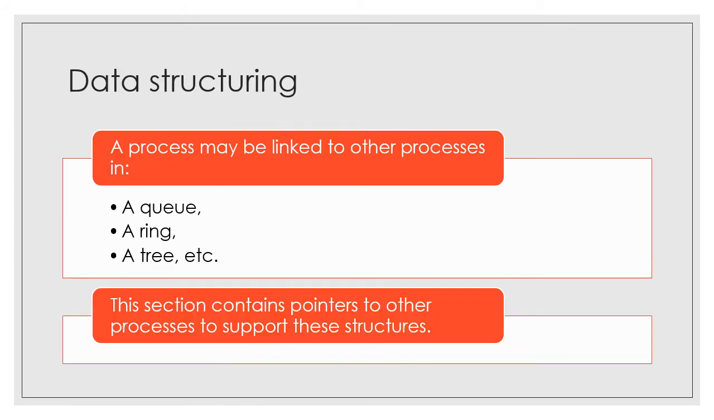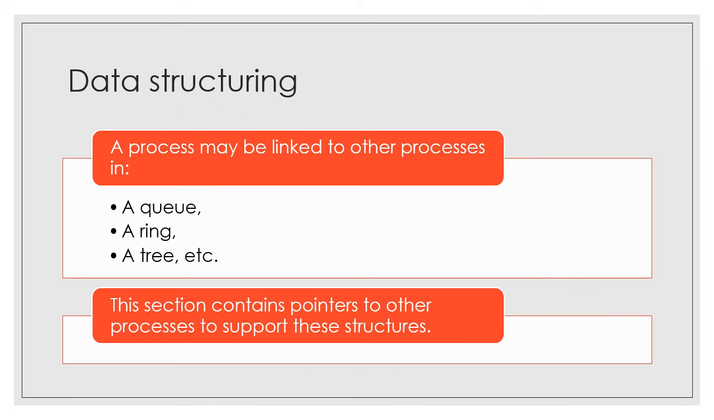Data structuring. A process may be linked to other processes in a queue, a ring, a tree, etc. This section contains pointers to other processes to support these structures. Remember the linked list? Every node contains a pointer to the next node. If I create a queue of processes using a linked list, then every node is a process and every process must carry a pointer to the next process. So this part of the PCB contains that pointer to the next node.